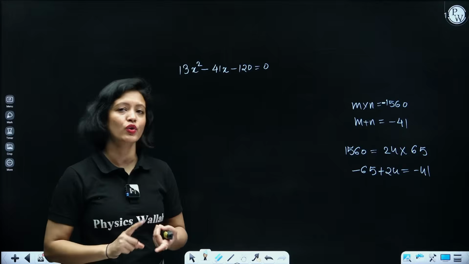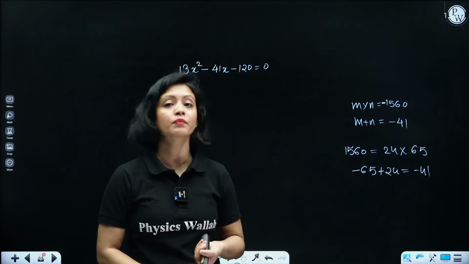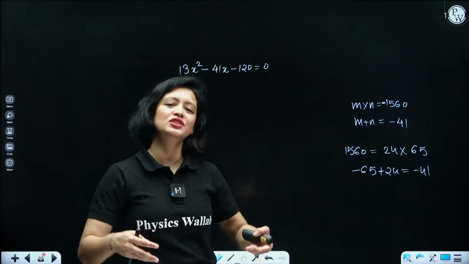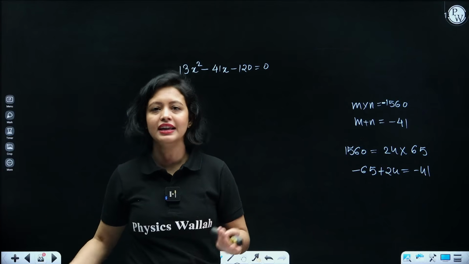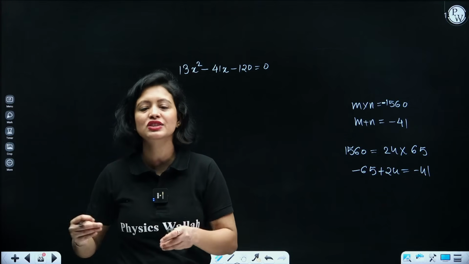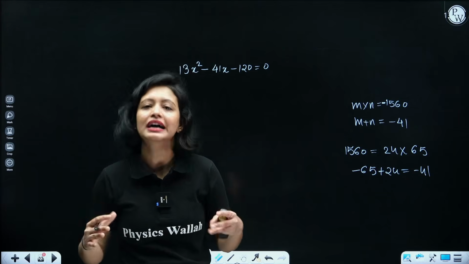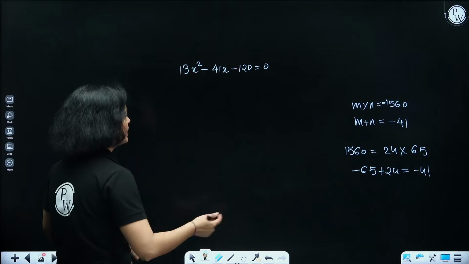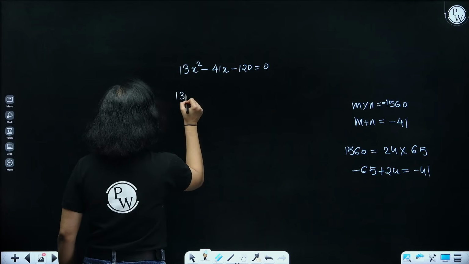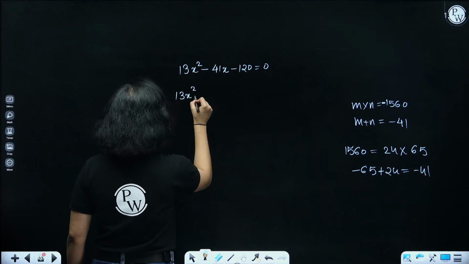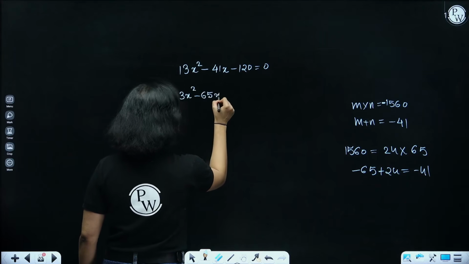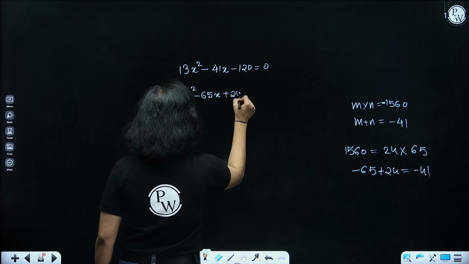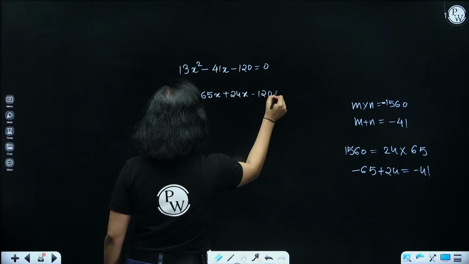Now remember guys, if you ever get confused in splitting the middle term and you want to save time, please use the quadratic formula. The calculation might be large there, but at least you won't have to use your brain a lot. So if you get stuck in these kinds of problems, use the quadratic formula if you want. Anyways, let's do this, everyone. 13x² - 65x + 24x - 120 = 0.